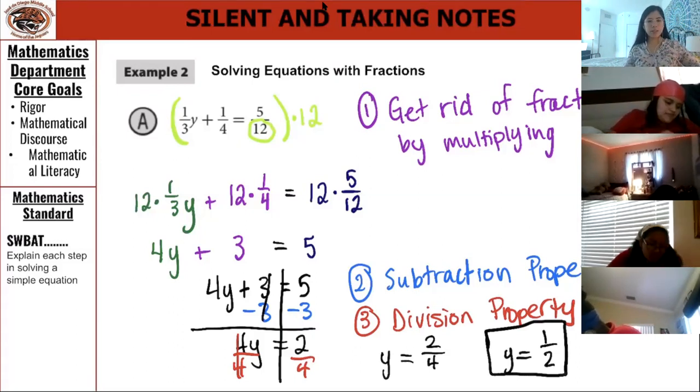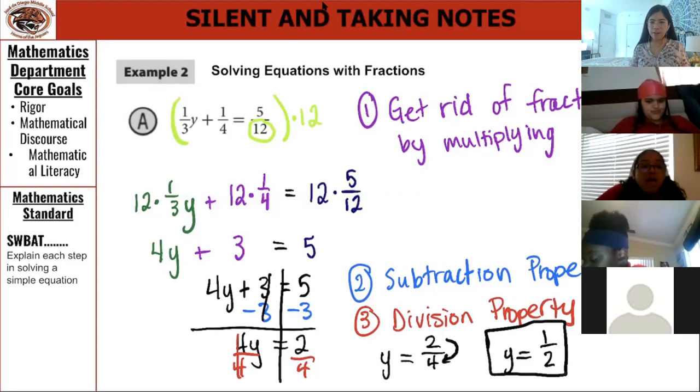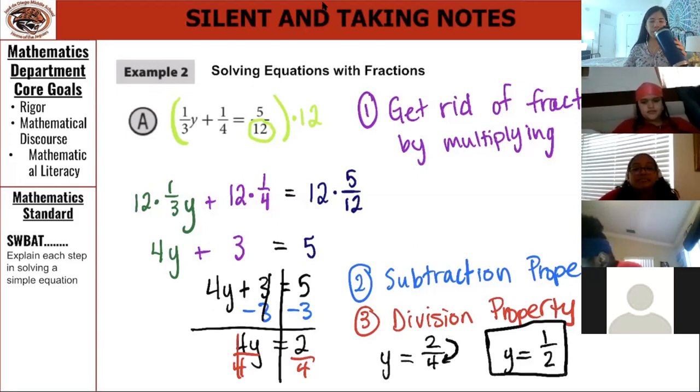Any questions? Some people I saw in the chat said the answer was 2. If you got 2, that's because you did 4 divided by 2 instead of 2 divided by 4. Remember, you're always going to do the numerator divided by the denominator.